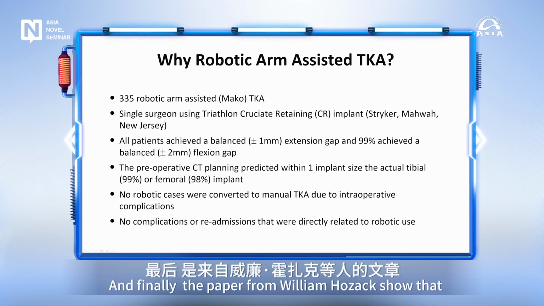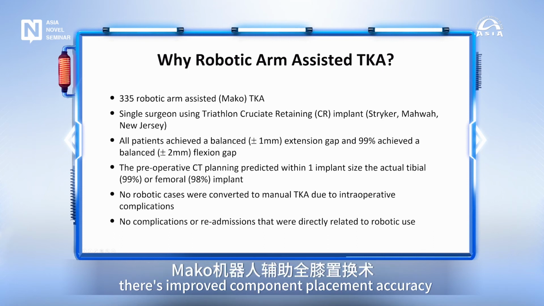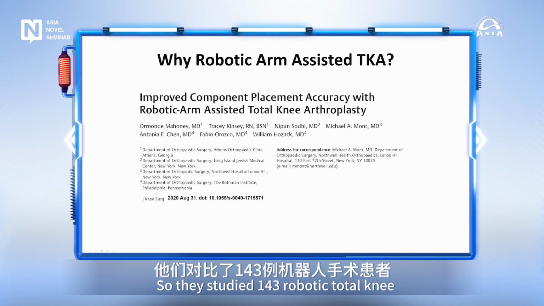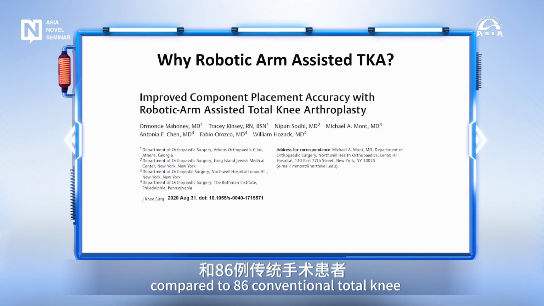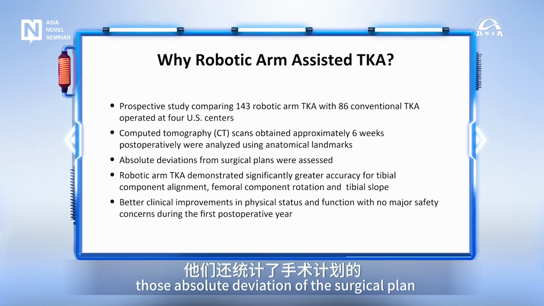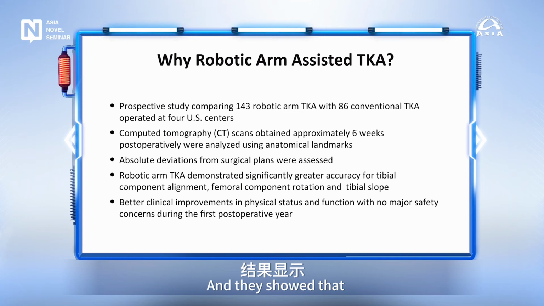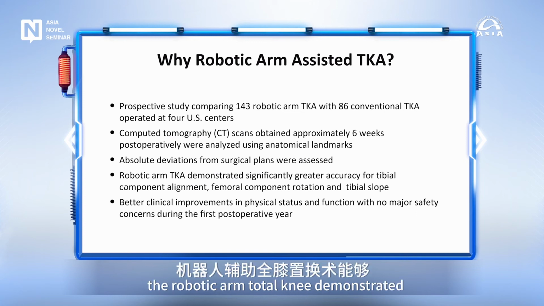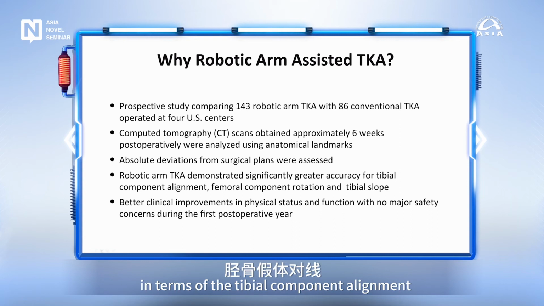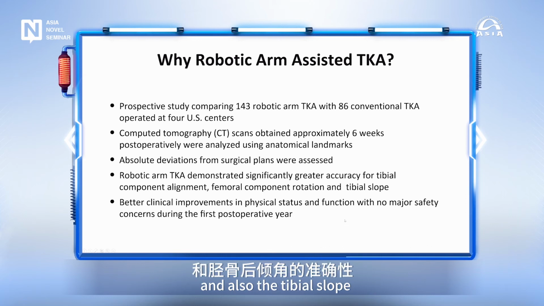And finally, the paper from William Hozack showed that there's improved component placement accuracy with the Mako total knee. So they studied 143 robotic total knees compared to 86 conventional total knees, and the absolute deviation from the surgical plan was assessed, and they showed that the robotic arm total knee demonstrated significantly greater accuracy in terms of the tibial component alignment, the femoral component rotation, and also the tibial slope.